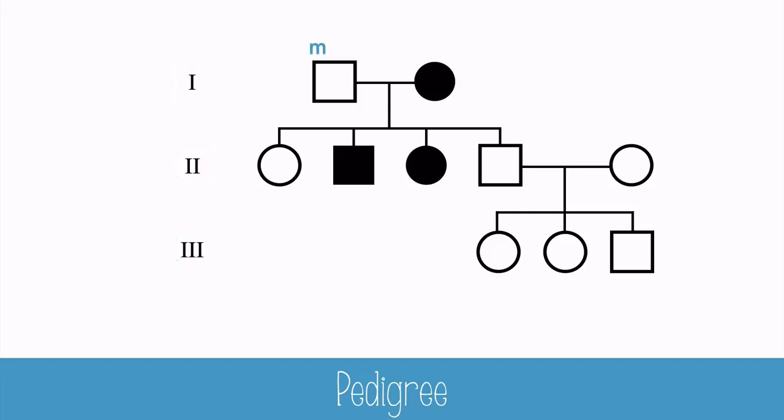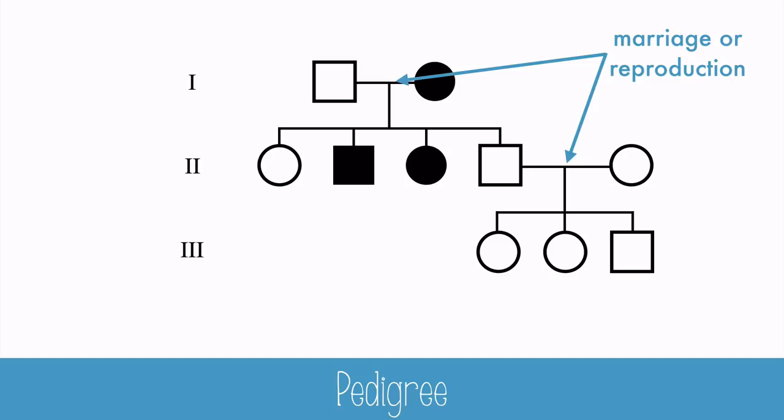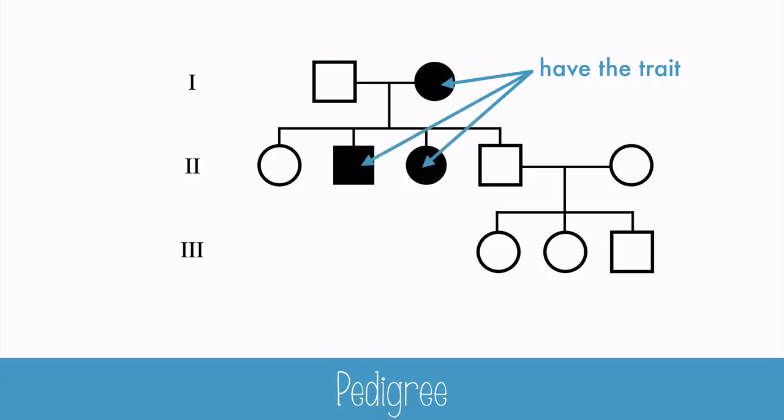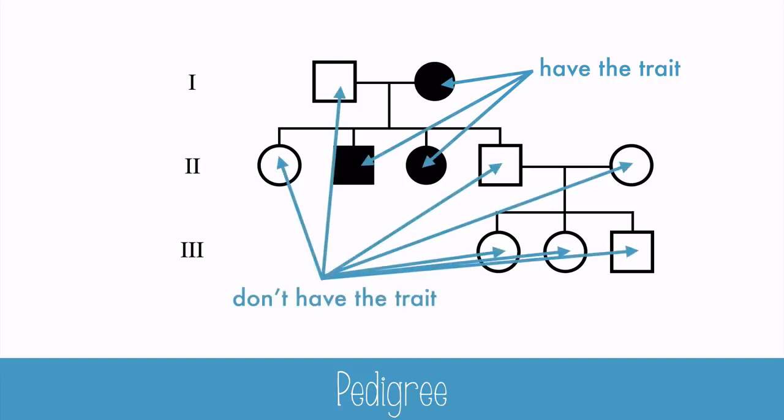Each square represents a male, and the circles represent females. A central line connecting a male and a female shows either a marriage or that they've produced children. Lines that lead to the tops of circles and squares show the children of the people who have mated. A shaded square or circle means that they have the trait we're tracking, and an unshaded square or circle means that they do not have the trait.